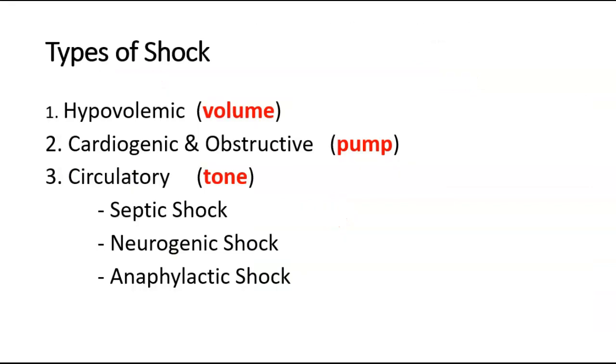And I wanted to just start to introduce you to the different types of shock. It could be a problem with the volume, or hypovolemic; a problem with the pump, so it could be cardiogenic or obstructive; or it could be circulatory, a problem with the tone. And in this are septic, neurogenic, and anaphylactic. So this is just the first section as an introduction to shock, and we will pick up in part number 2.